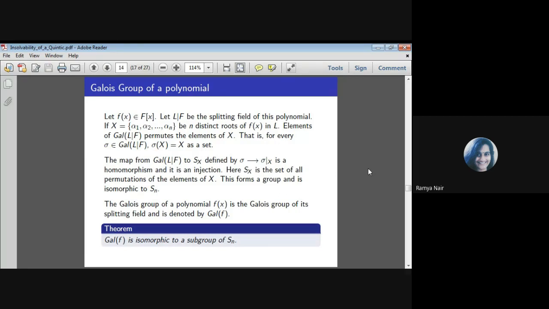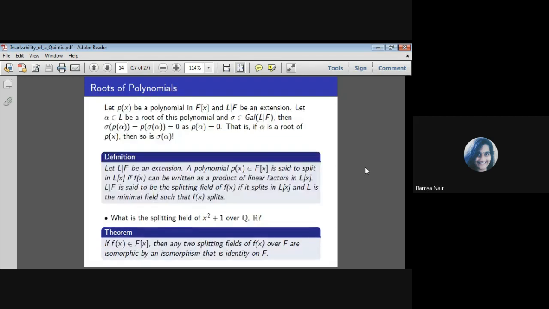There was a slide before this one, which I missed, where I have to discuss what that automorphism is.